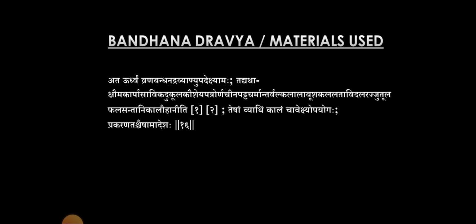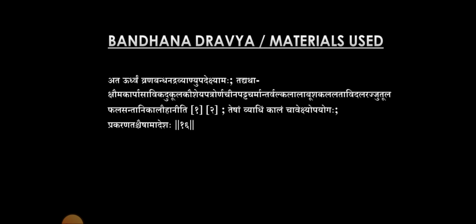So, based on that, different kinds of wool or cotton can be used, or different kinds of cloth made with these kinds of materials, it is told. Then it is told about Valkalas, means different kinds of inner bark of trees. Then silk, then certain kinds of leaves, then thin sheets of silver, copper, etc. are also advised to be used for bandhana dravyas. That is the first reference. You can see in the sloka: Kausheya, Patra, Urna, Cheena, Patta, Charma, Antar Valkala, Alabu, Shakala, Lata, with all different kinds of creepers. Such kinds of things can be utilized as bandhana dravyas. That is the first sloka.